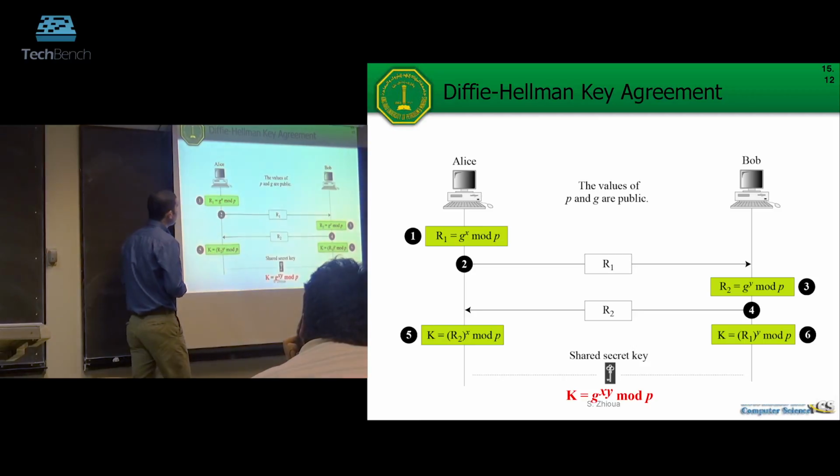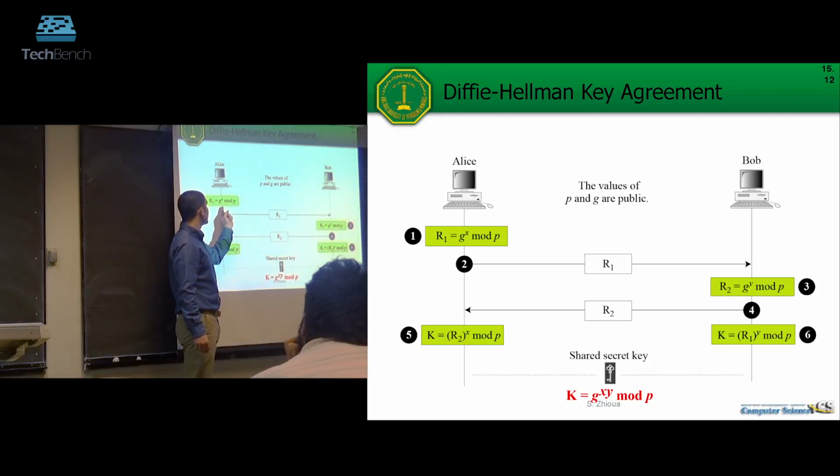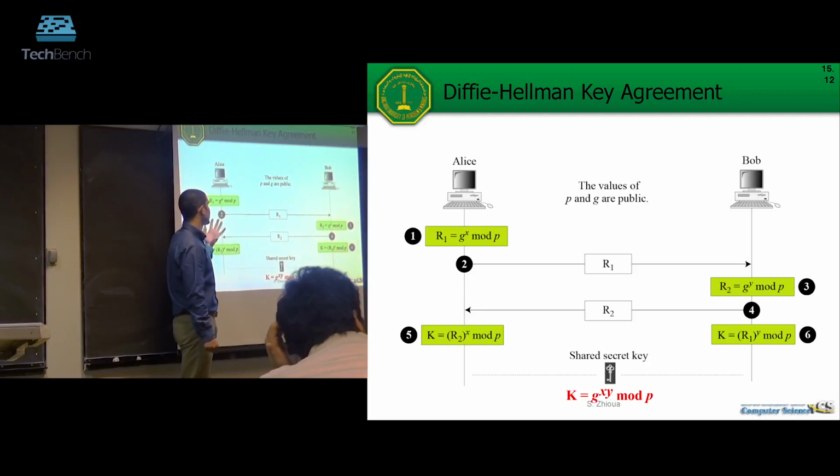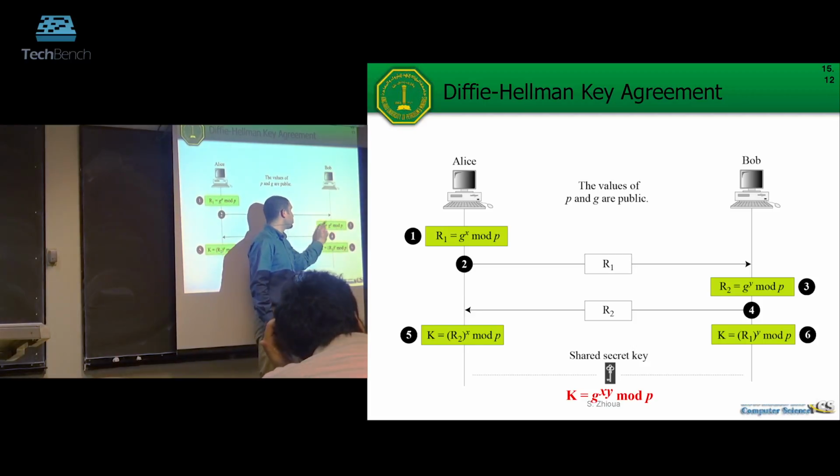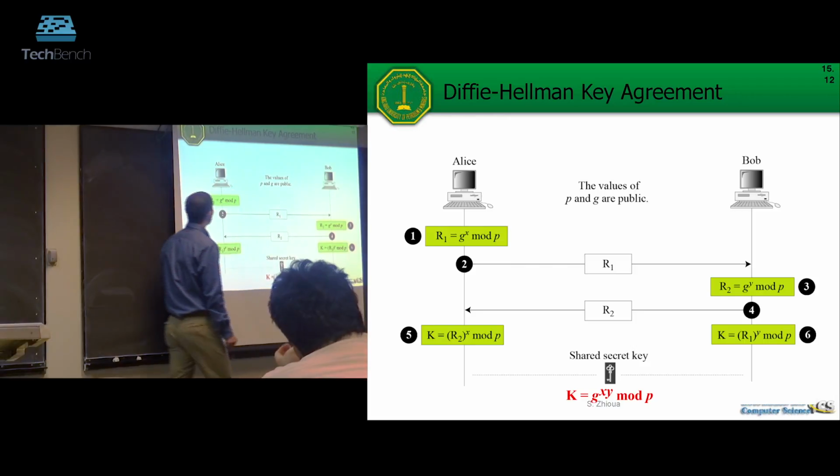Then Alice will pick a secret random number, X. She computes G to the power X modulo P and gets a value R1, and sends it to Bob. So X is secret. X will not be sent anywhere. Only R1, which is a value computed out of X. Now Bob will do the same thing: pick one number Y, compute R2, and send it back to Alice.